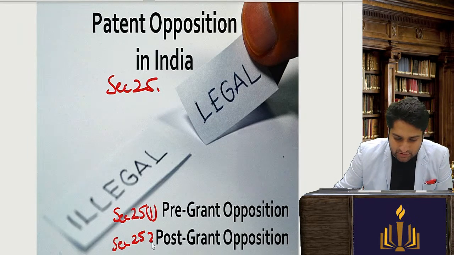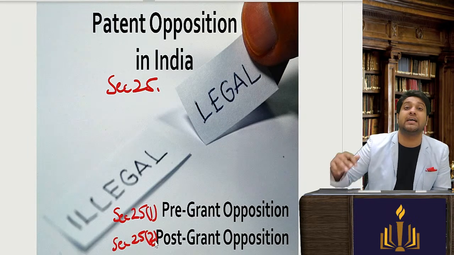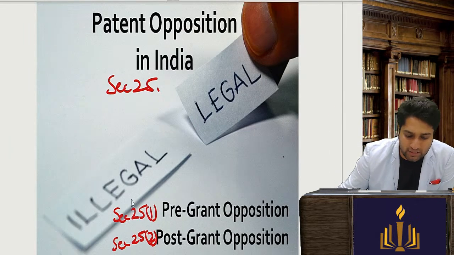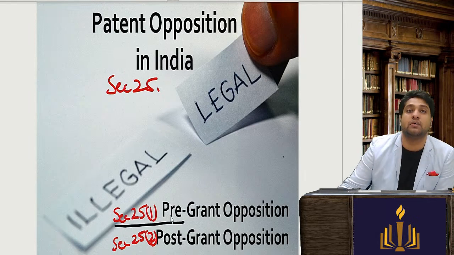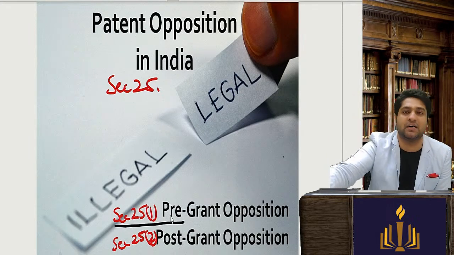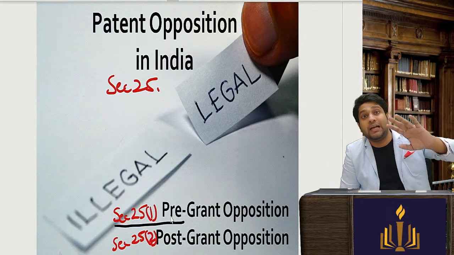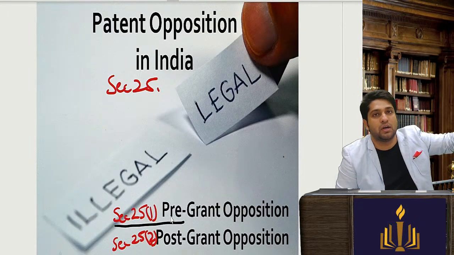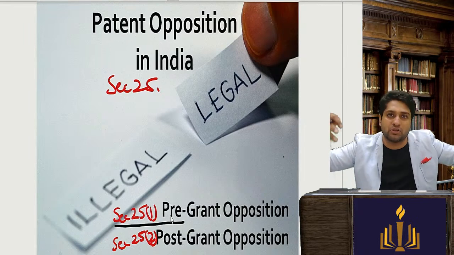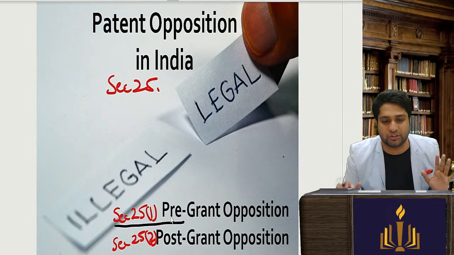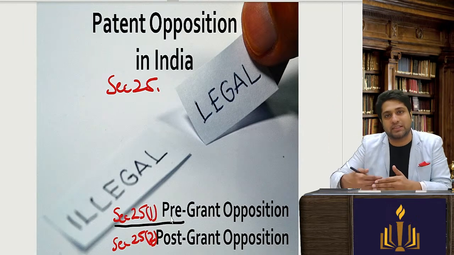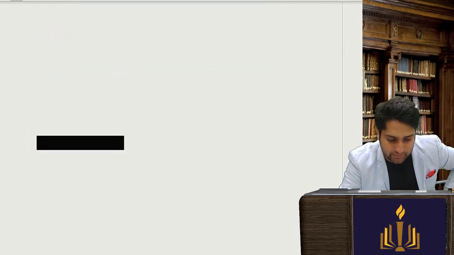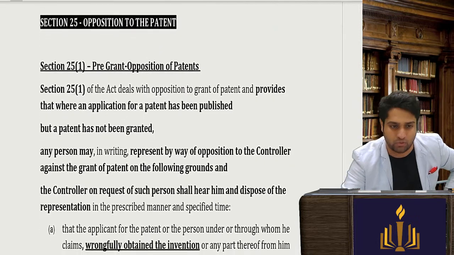Section 25 subsection 2 talks about post-grant opposition. What do you mean by post-grant opposition? It means the patent has been granted. Later this opposer, this disputer, woke up and said, oh my god, the patent has already been granted, I want to file an objection. So those scenarios are covered under section 25 subsection 2. Let's see each of them and close it.